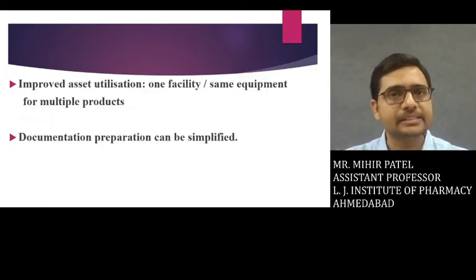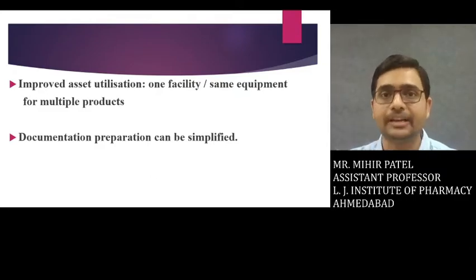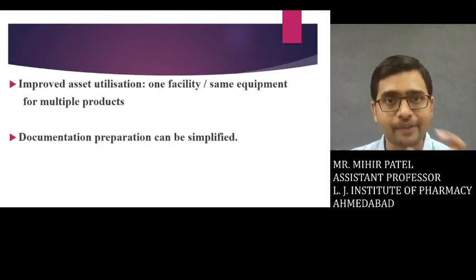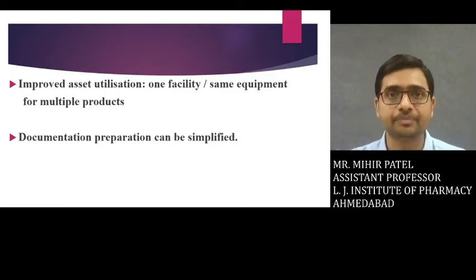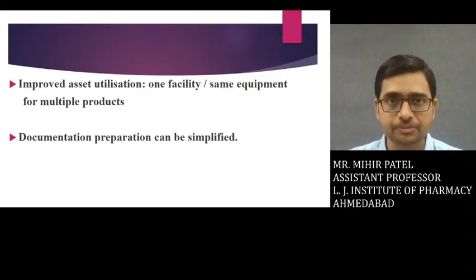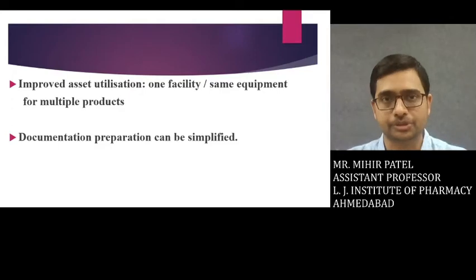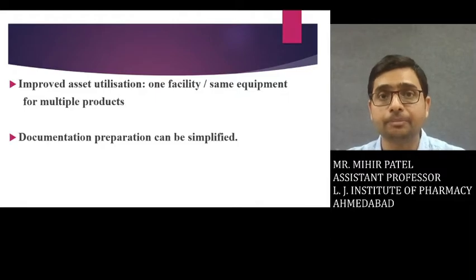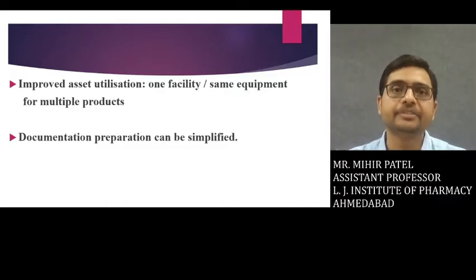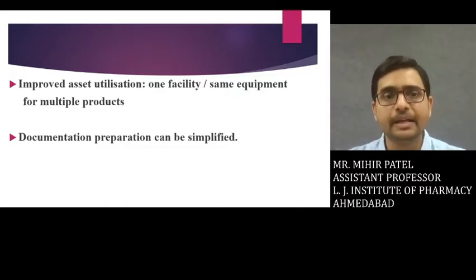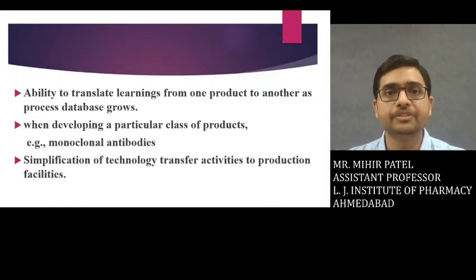Now in the next case, we can say improved asset utilization, meaning whatever facility has already been established in the industry, what are the utilization points for that particular equipment or process. That means equipment can be used for multiple products, and how we can improve on that can be identified with the help of this platform technology. In the next point, in a simplified form, the preparation of documentation can be done with the help of this technology.